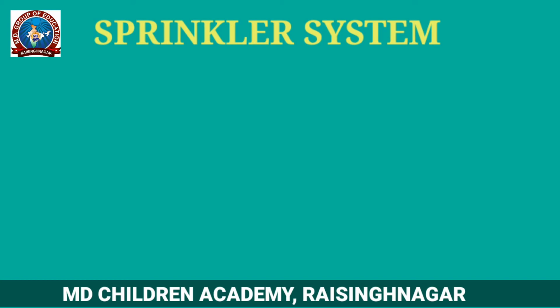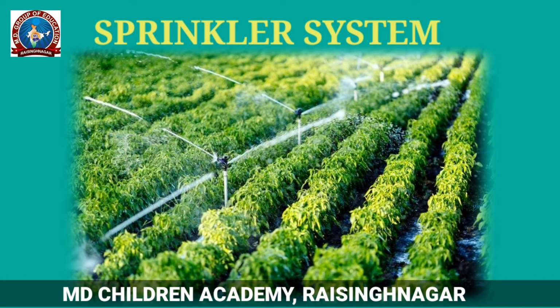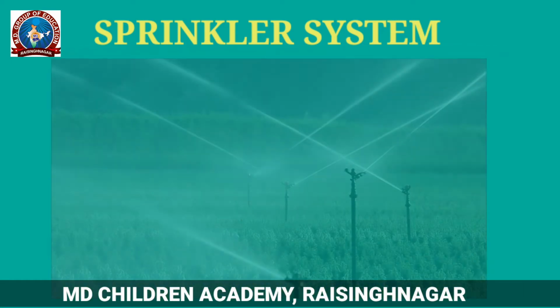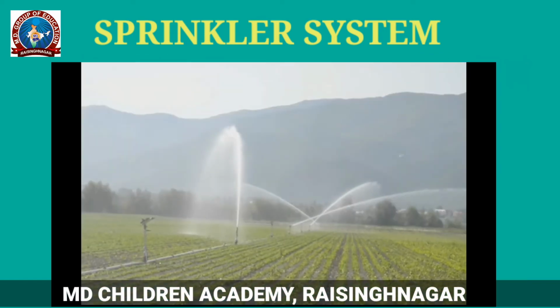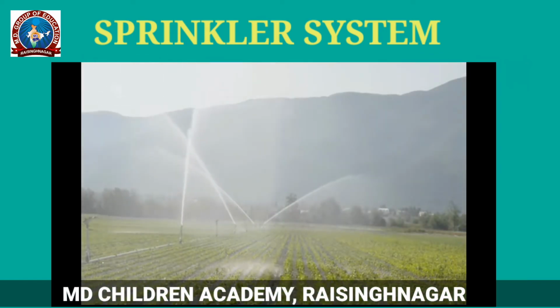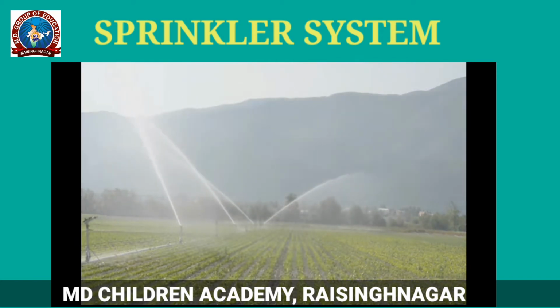Sprinkler system. This is most useful on uneven land where sufficient water is not available. The perpendicular pipes having rotating nozzles are joined to the main pipeline at regular intervals. When water is allowed to flow through the main pipe under pressure with the help of a pump, it escapes from the rotating nozzles. Water gets sprinkled on the crop as if it is raining. This is very useful for sandy soil.